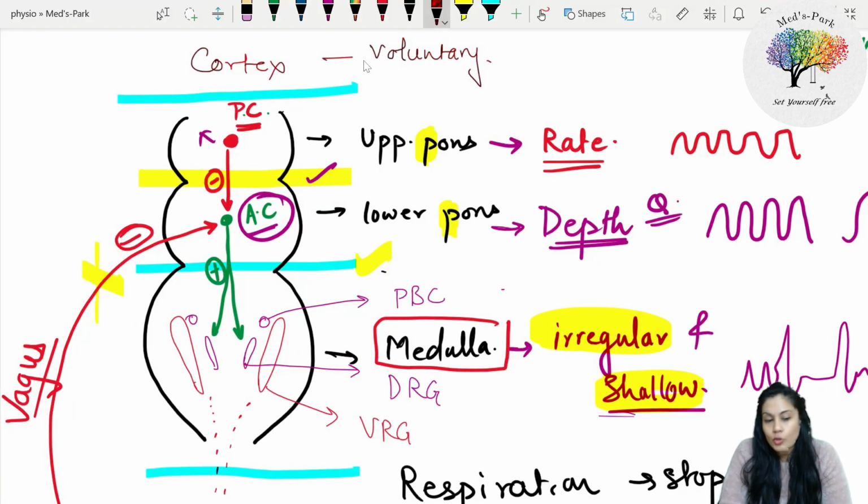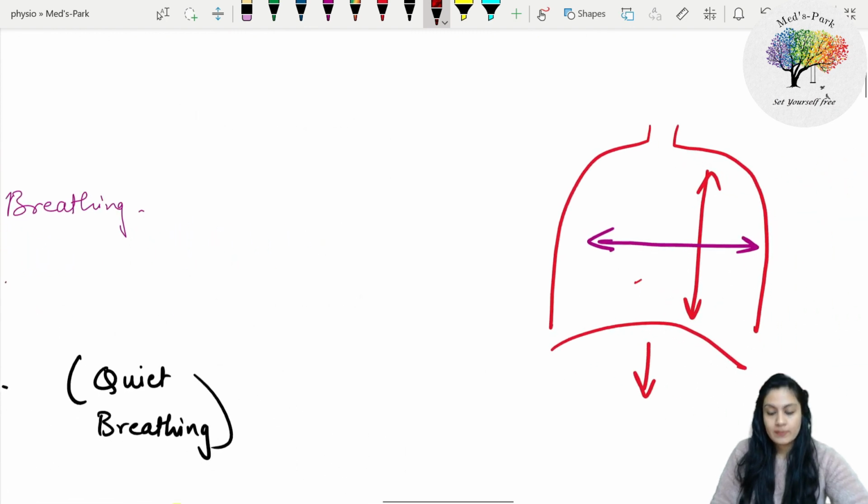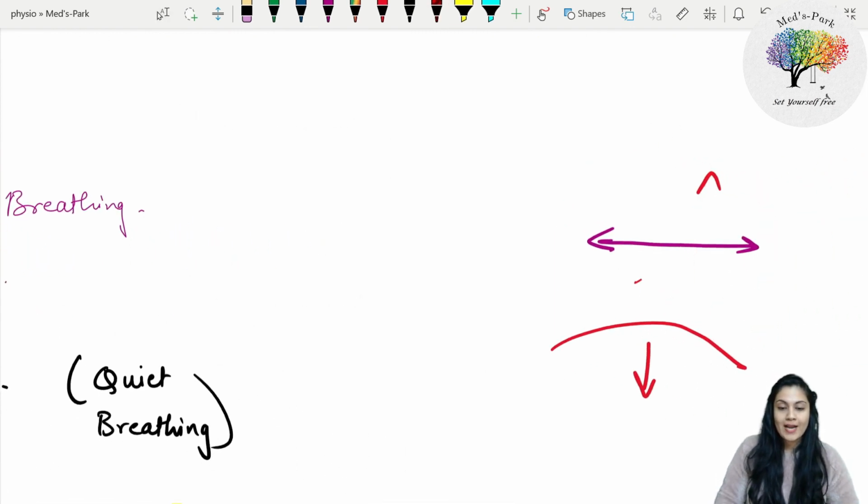That is because the pneumotaxic center, apneustic center, and the medullary centers are intact. So smooth respiration will take place, but definitely the patient won't be able to have voluntary control on the respiration if there is a lesion below the cortex or above the upper pons, that is above the pneumotaxic center. There is one more thing that we discuss in respiration, that is something known as Ondine curse.